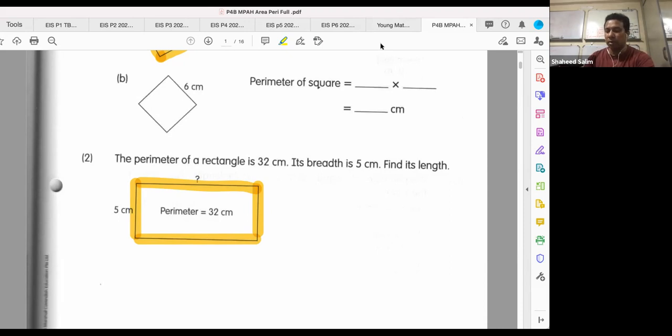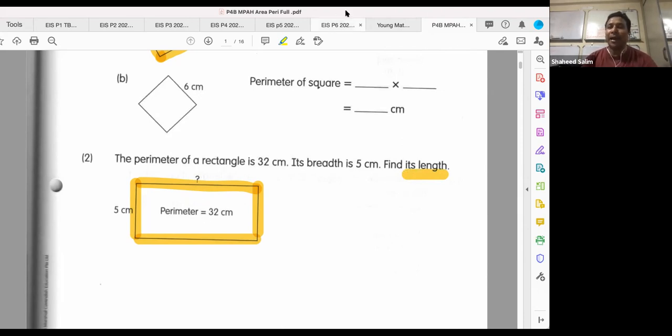Anybody can find? Putra can do that. Easy for you, right, Putra? So if it's easy, try to do it mentally. If you want to challenge yourself, do it mentally. Aduh, Putra, you're careless. How come you get like that? You went and found the area. They don't ask you to find the area. They ask you to find the length.